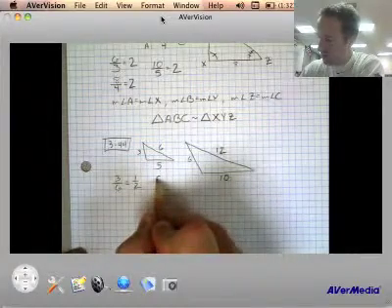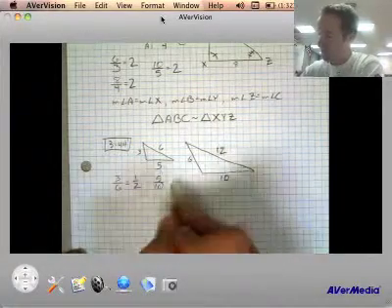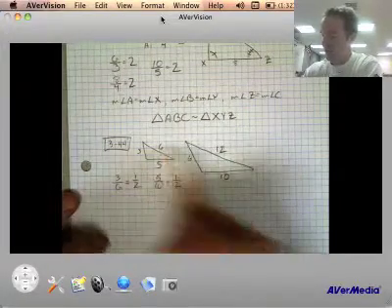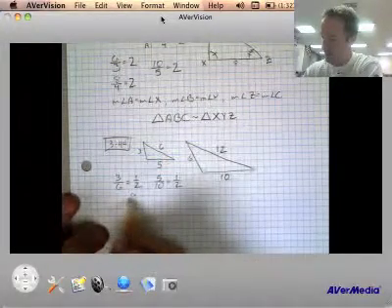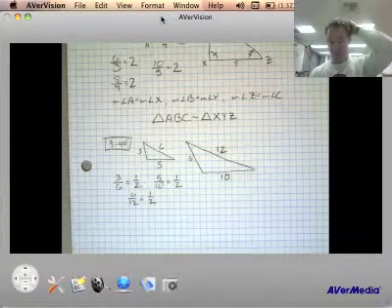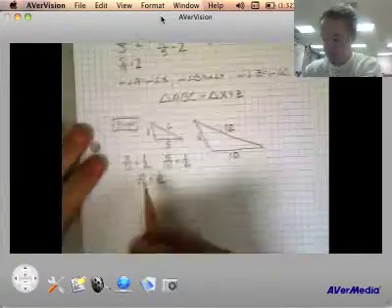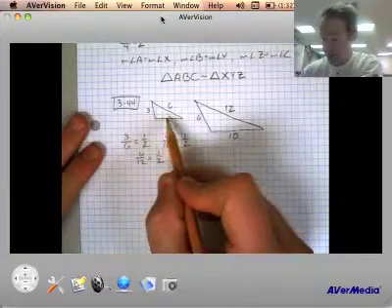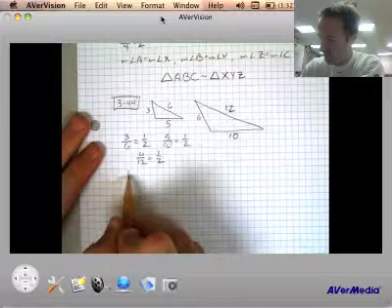These two, 5 over 10, those two correspond, and that also reduces to 1/2. 6 and 12, those two are corresponding, and those reduce to 1/2. So what we're saying here is, these triangles have to be similar. So let's write that out.